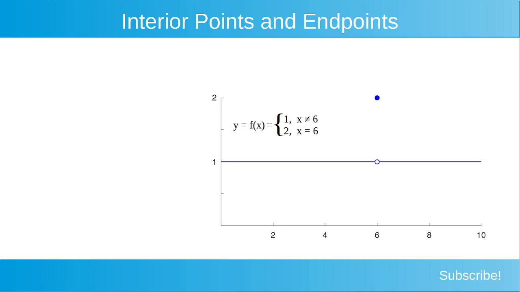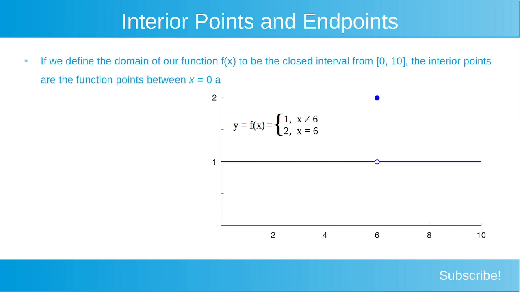We're going to talk a bit more about interior points and endpoints now. If we look at our function here at the bottom right of the screen, here we have our function again. The function f of x is equal to 1, where x is not equal to 6, and f of x is equal to 2 when x is equal to 6.